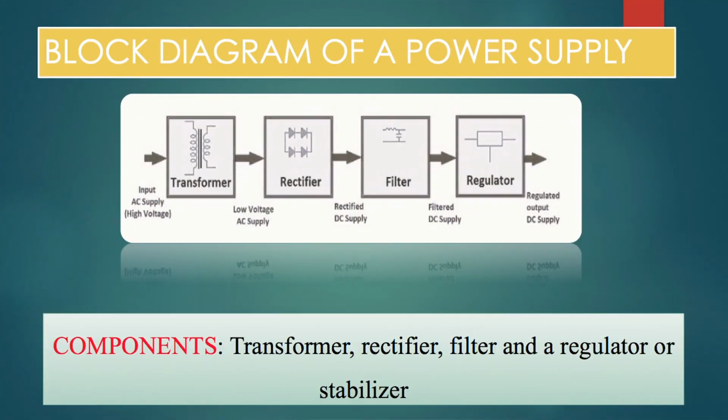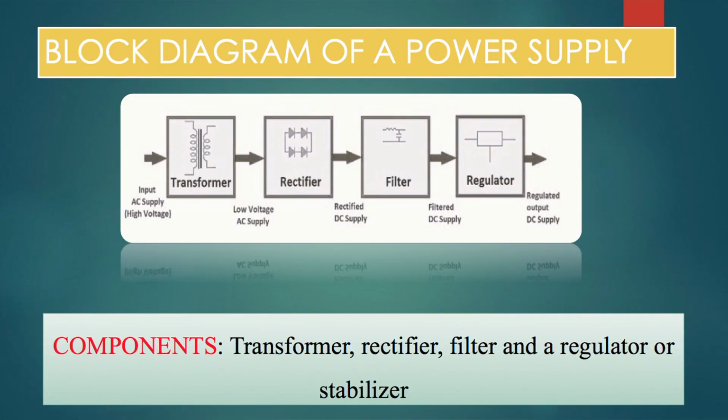So you can see the block diagram of a power supply. The block diagram of a power supply has four important components. These are a transformer, a rectifier, a filter, and a regulator or a stabilizer. Let us discuss each block of this diagram one by one. We will also focus on the construction of these blocks and their working for proper understanding of a power supply. On the left side of the diagram, we have the transformer to which we feed the input AC signal.